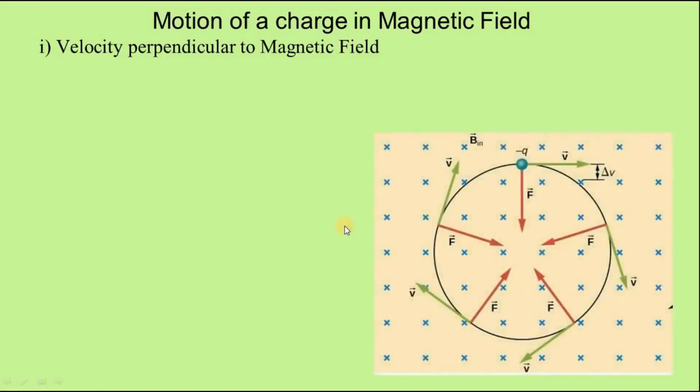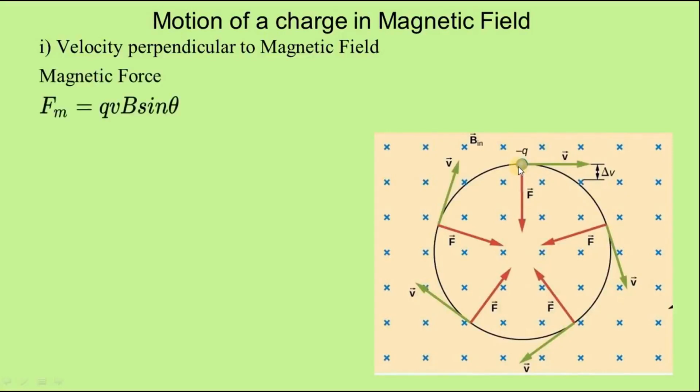Consider a region where the magnetic field is acting perpendicular to the plane, directed inwards. A charged particle Q is entering this field with its velocity perpendicular to the magnetic field. Then the magnetic force acting on the charge is QVB.